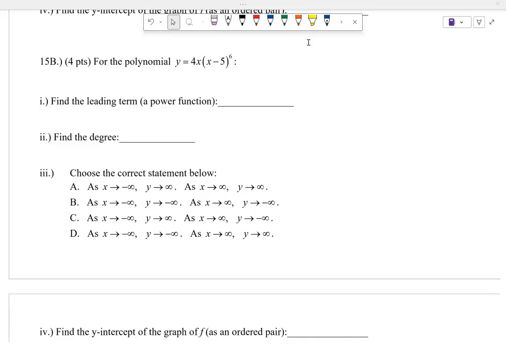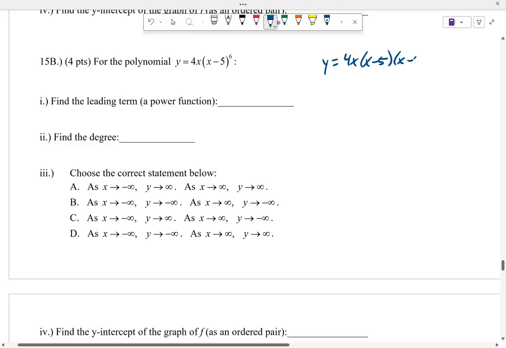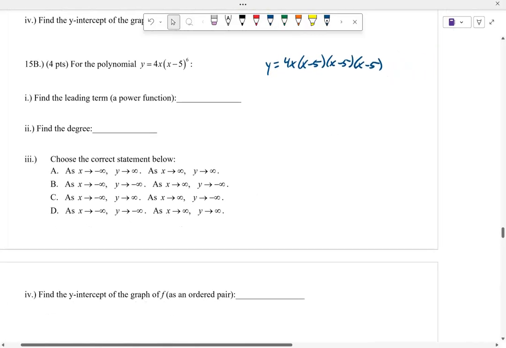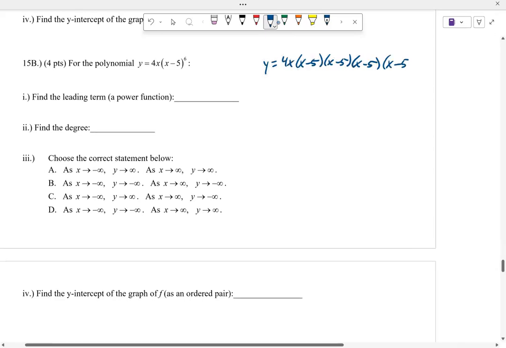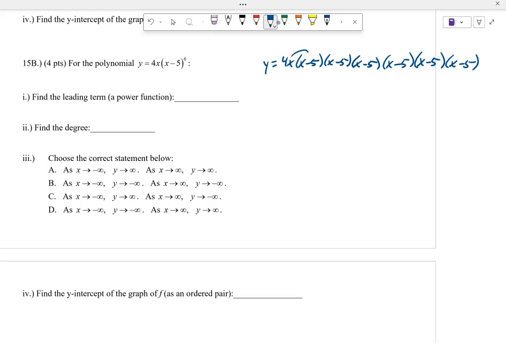All right, this problem is asking for this polynomial that's right now in factored form, what would the leading term be? Like if we multiplied this thing out, we have 4x, then x minus 5, x minus 5, x minus 5. Oh man, I didn't leave enough room. Anyways, there's a bunch of these x minus 5 factors, there's 6 of these things, right? Anyways, we started multiplying these out. Anyways, what would that first term be?